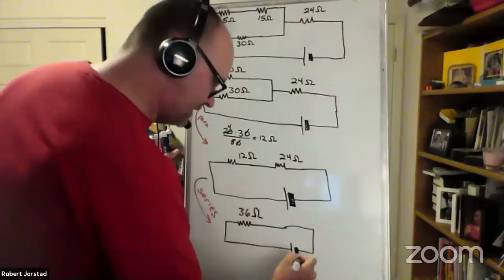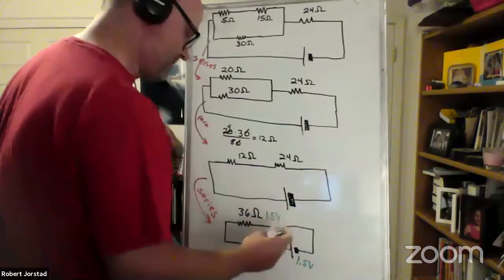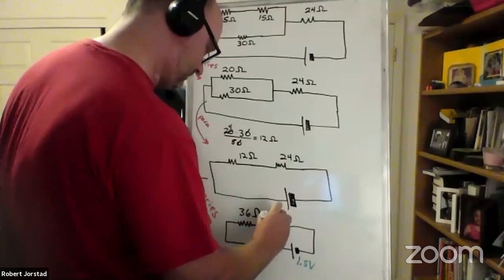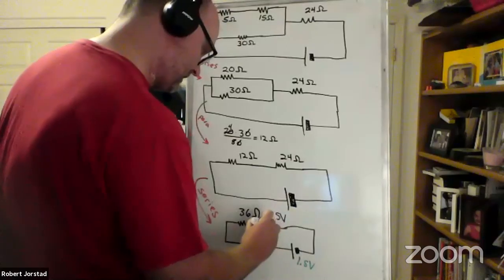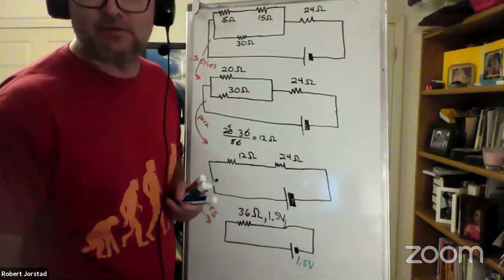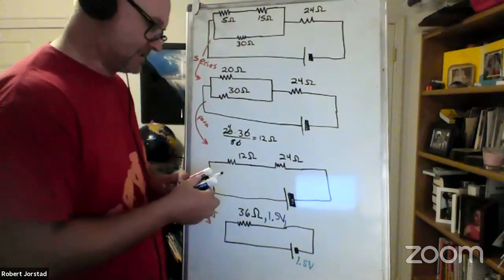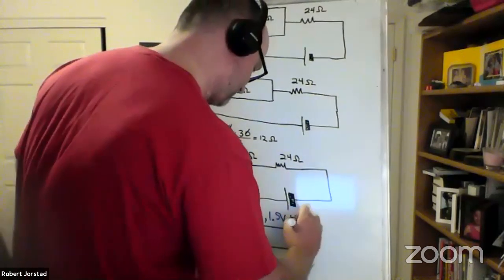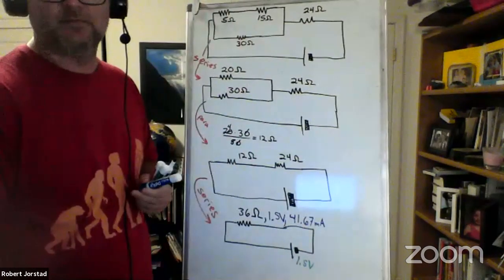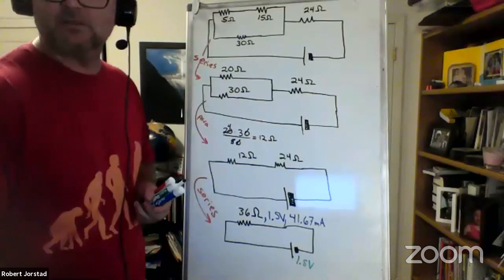So, here, if I know this is a 1.5 volt battery, I know that this is going to be 1.5 volts. Maybe I should do this in purple just because that's closer to blue. So now I know this is 1.5 volts, and from that, I could get the current. Looks like I got 41.67 milliamps. And hopefully that's what you got as well. All right.